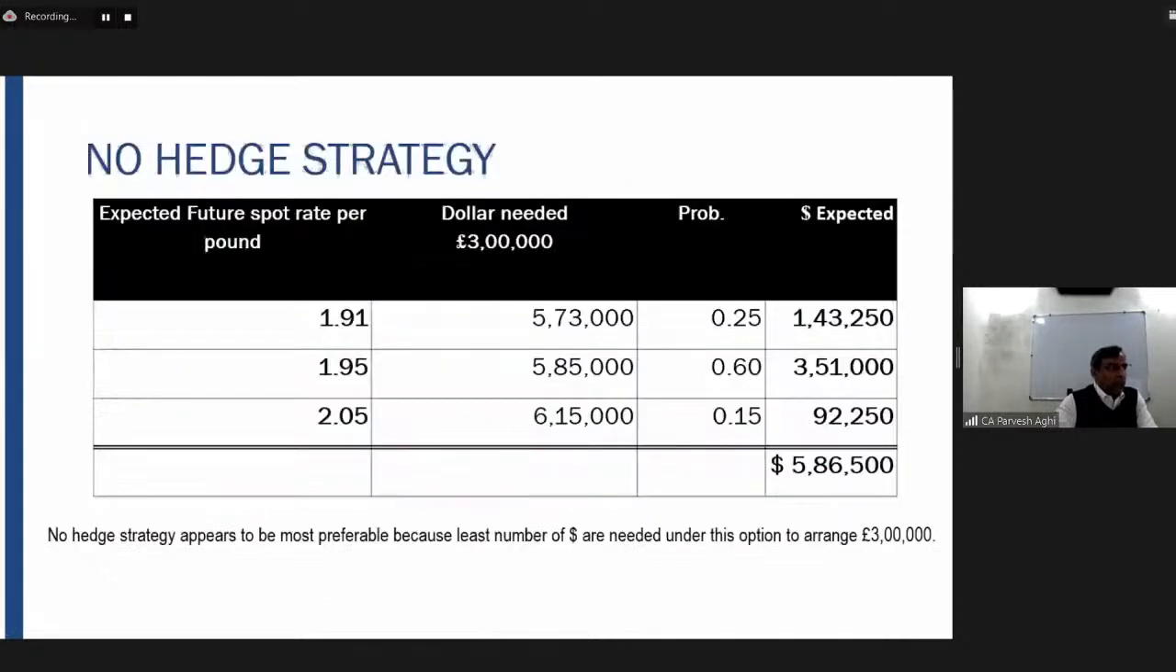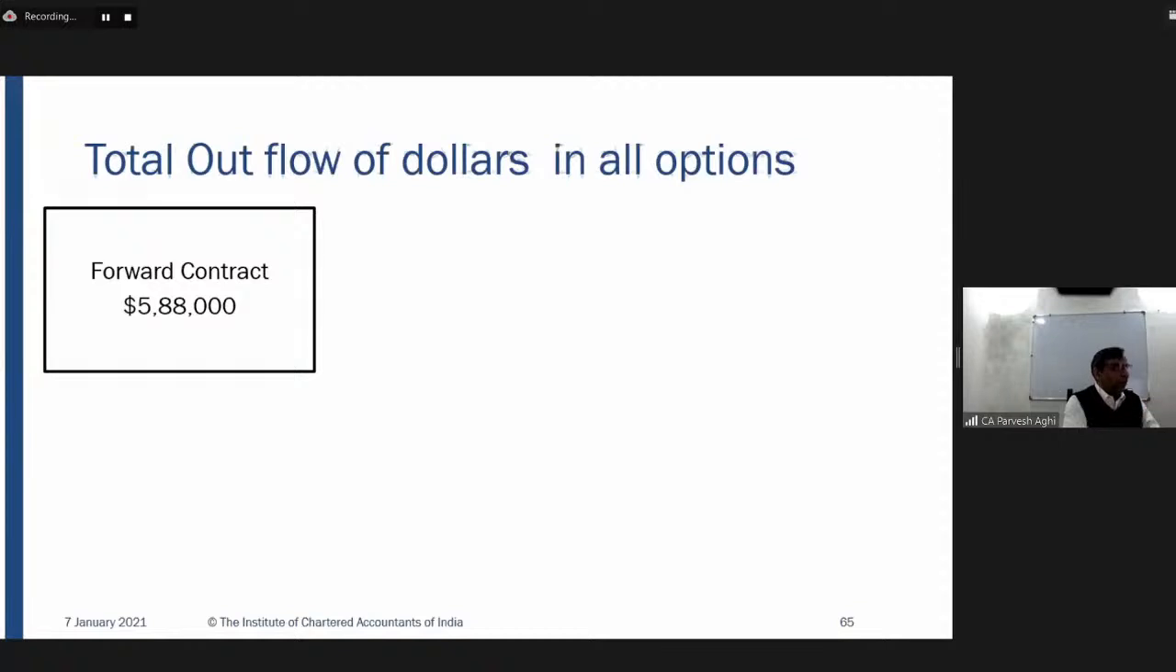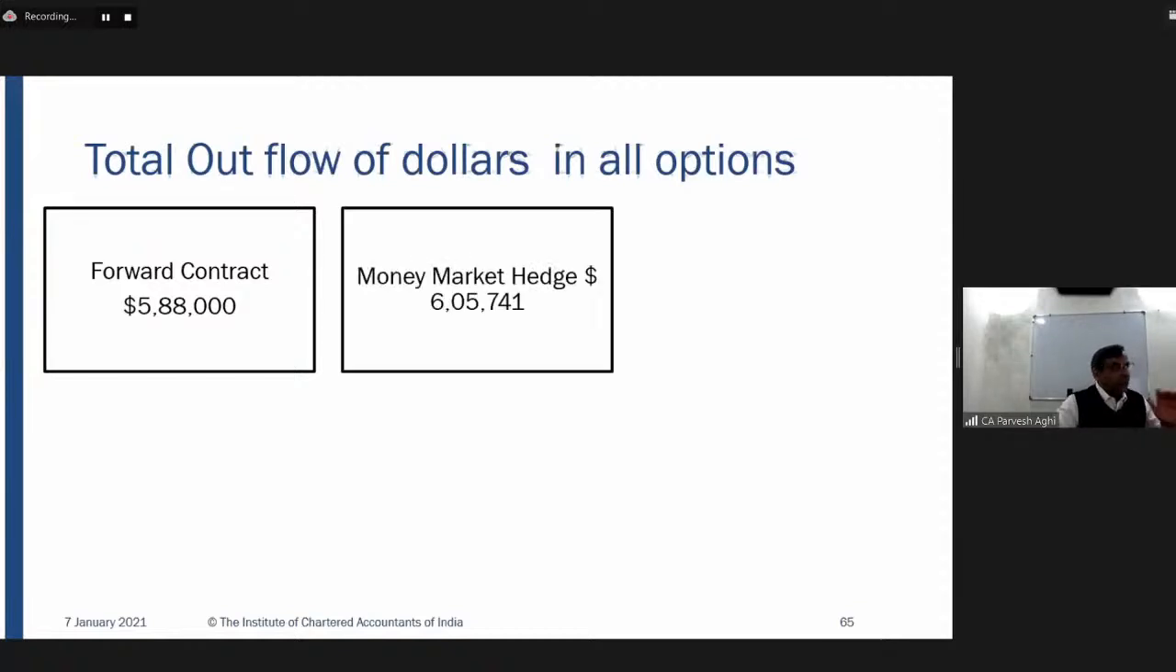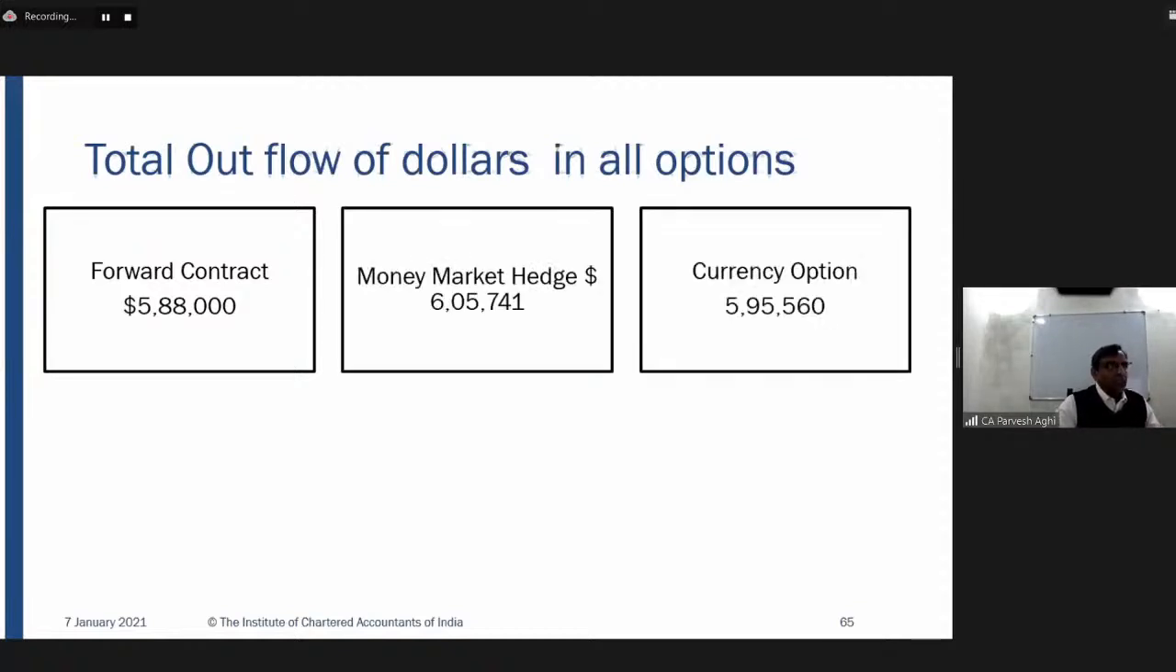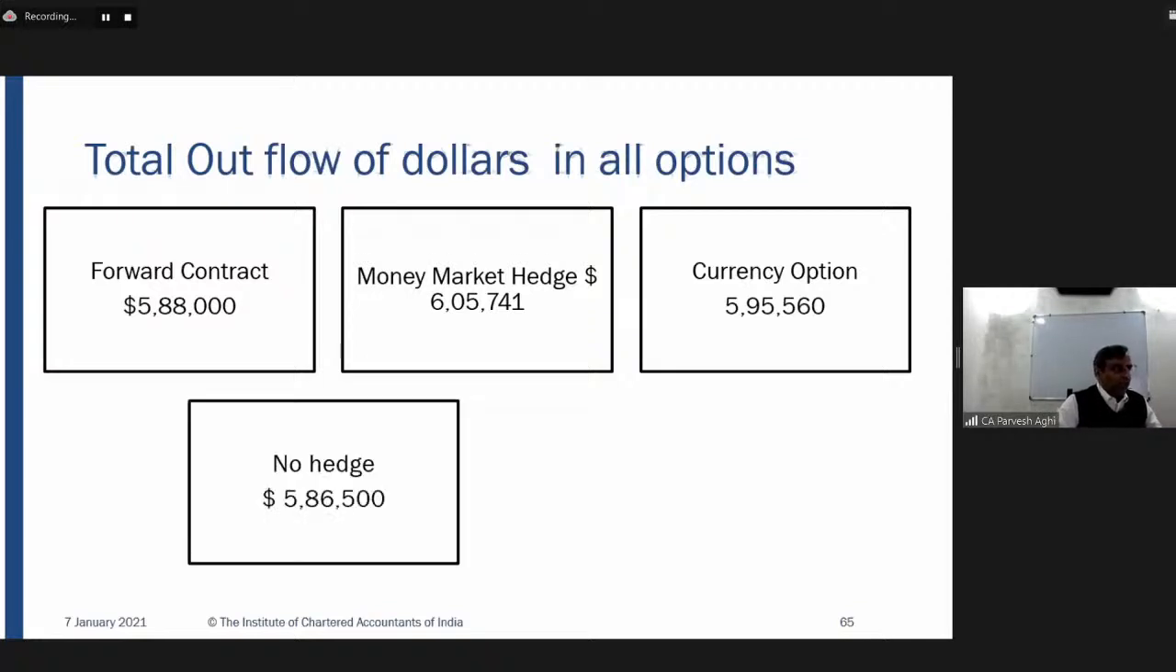Then we come to the no hedge strategy, where we simply take the expected rates and multiply them with the probabilities and calculate the dollar amount, and then see how much it works out to in total outflow of dollars. It works out to be 5,86,500. So then you have all the figures with you, all the 4 kinds of strategies. The forward contract, 5,88,000. We know that. Money market hedge, 6,05,000. Currency option, 5,95,000. No hedge, 5,86,000.